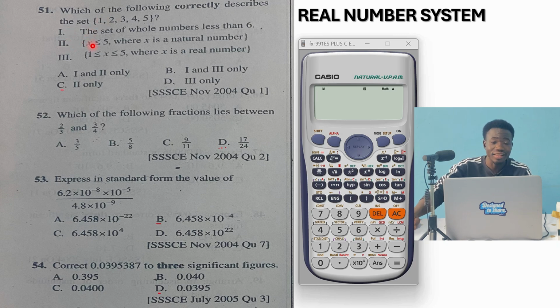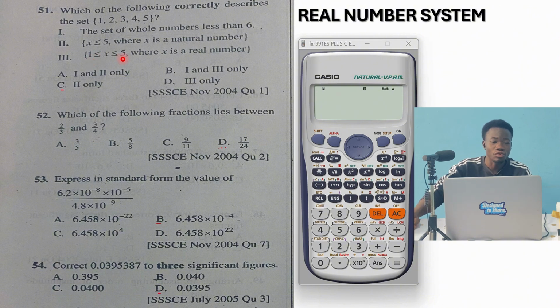II: x is less than or equal to 5. So this is saying that these are values of x which are either less than or equal to 5, where x is a natural number, so all these are also natural numbers. Now when we come to III, it says that x lies between 1 and 5.